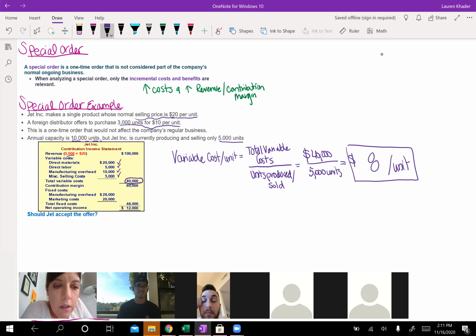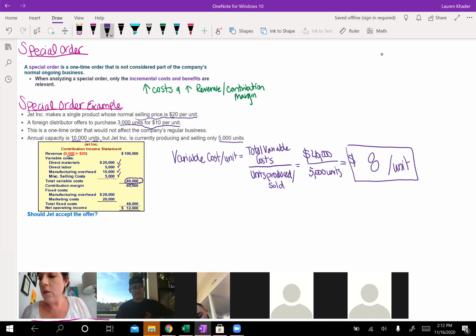For our fixed costs, manufacturing overhead or marketing, does it note anything above? Are we going to increase those costs at all? Is there any change to our fixed costs? No. So unless stated otherwise, we're assuming that our fixed costs are not changing. It is within the relevant range of 10,000 units, so that makes sense. So typically with a special order, fixed costs are just going to be ignored unless they're noted as being changed.